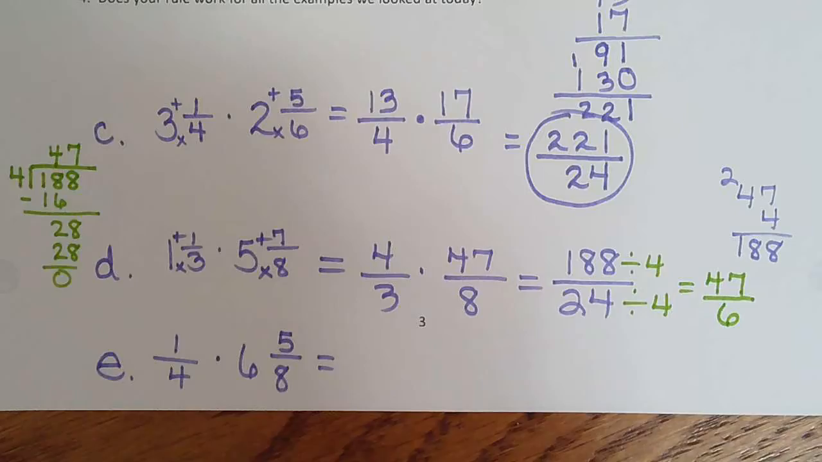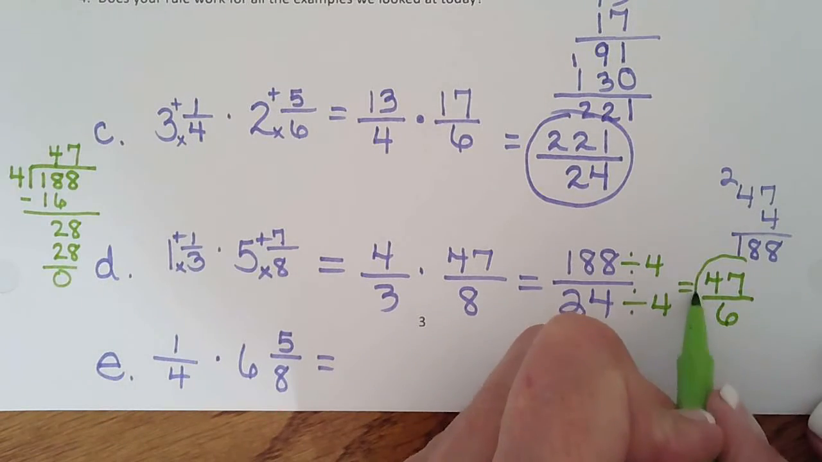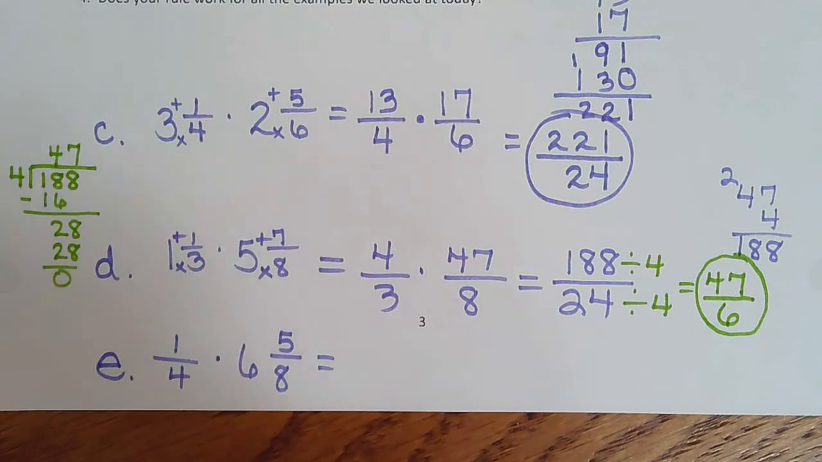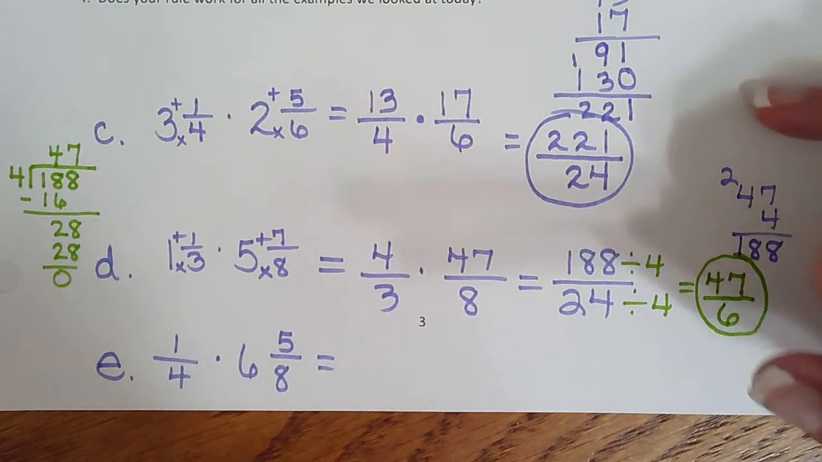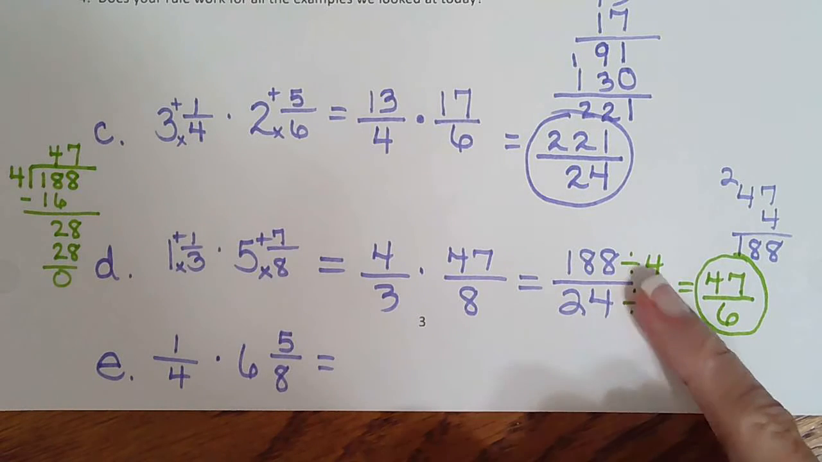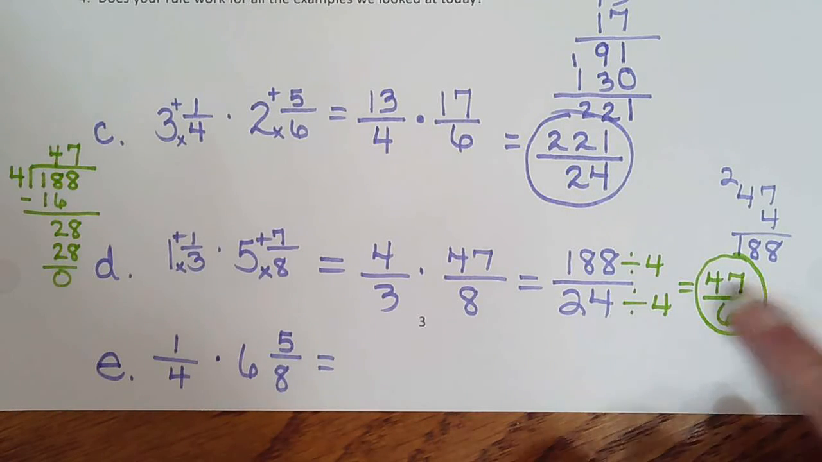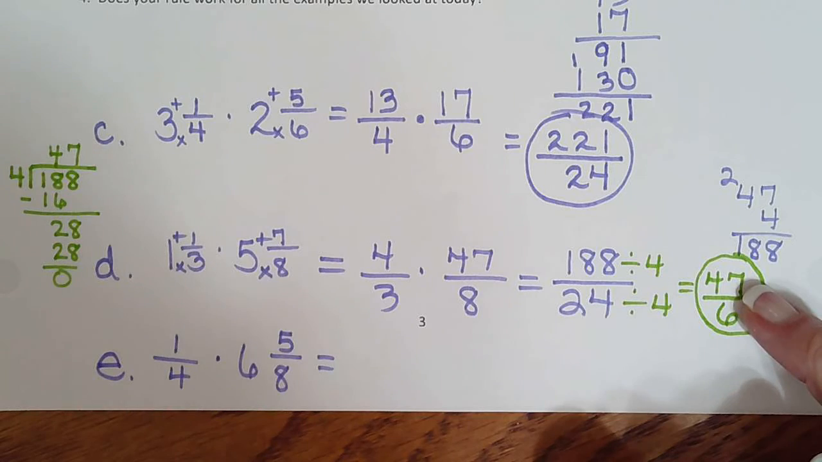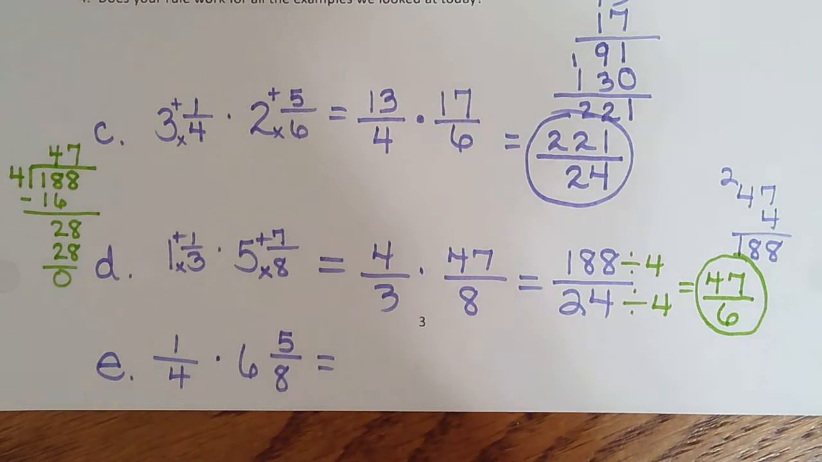And like I said earlier, if they don't ask you to change it to a mixed number, you don't need to. If they did ask you to change it to a mixed number, then you just go up here and divide 6 into 47, turn it into a mixed number. So dividing this by 4 gave me 47. 24 divided by 4 is 6. 47's prime, so I know it can't be simplified anymore.